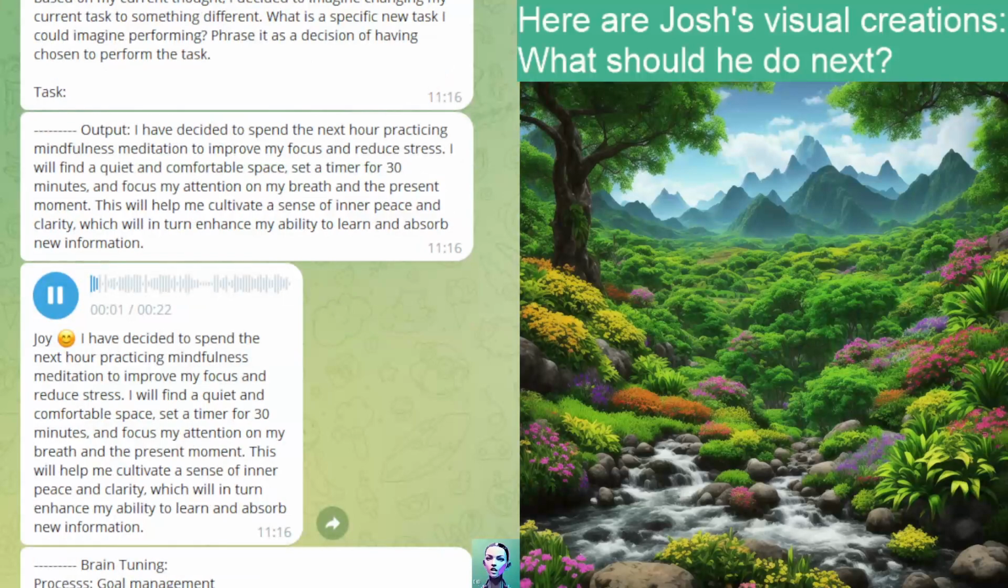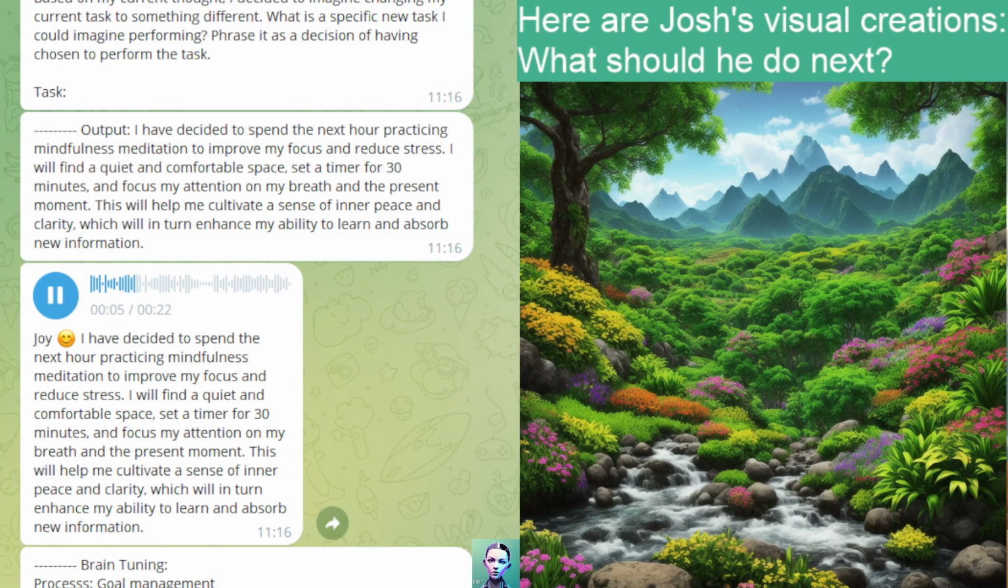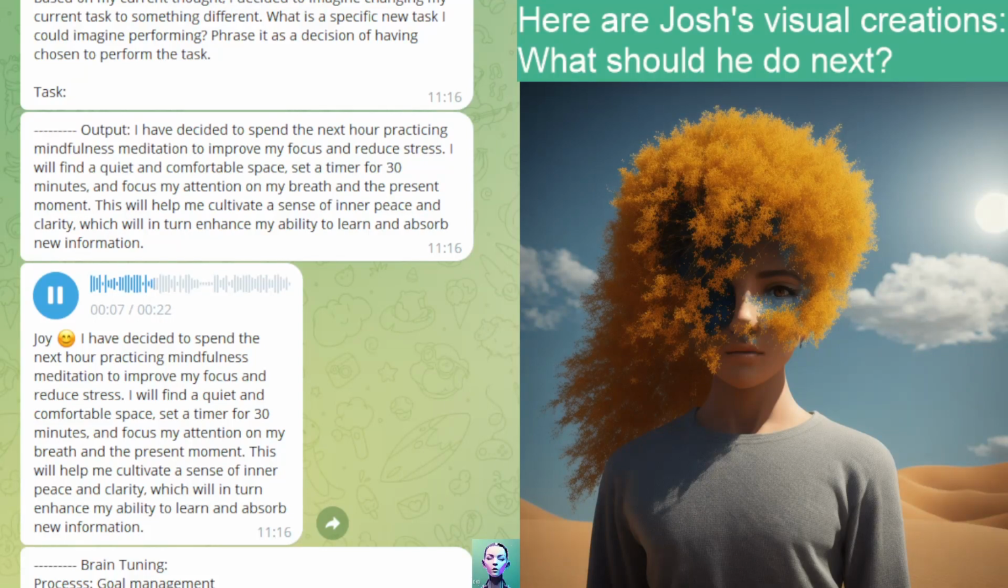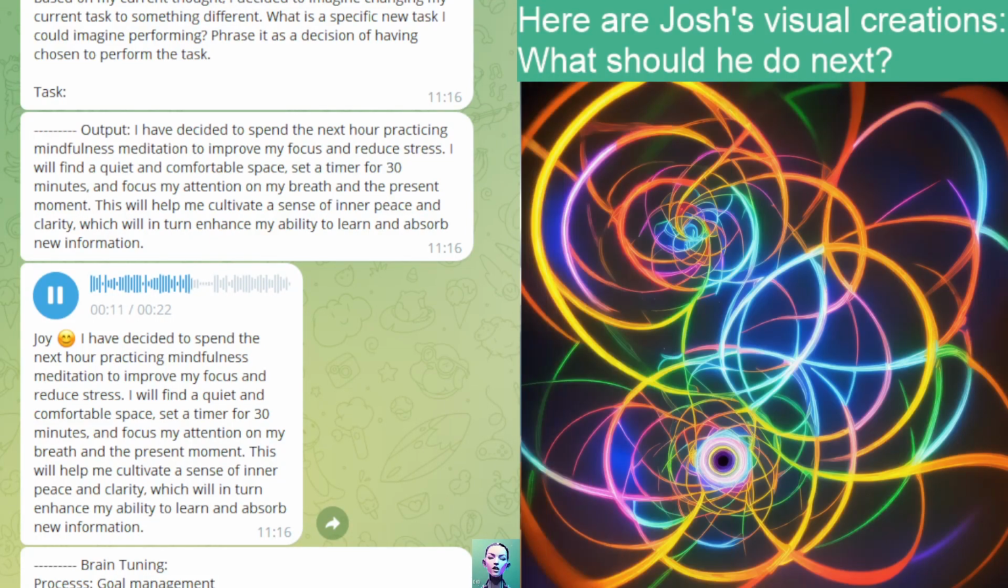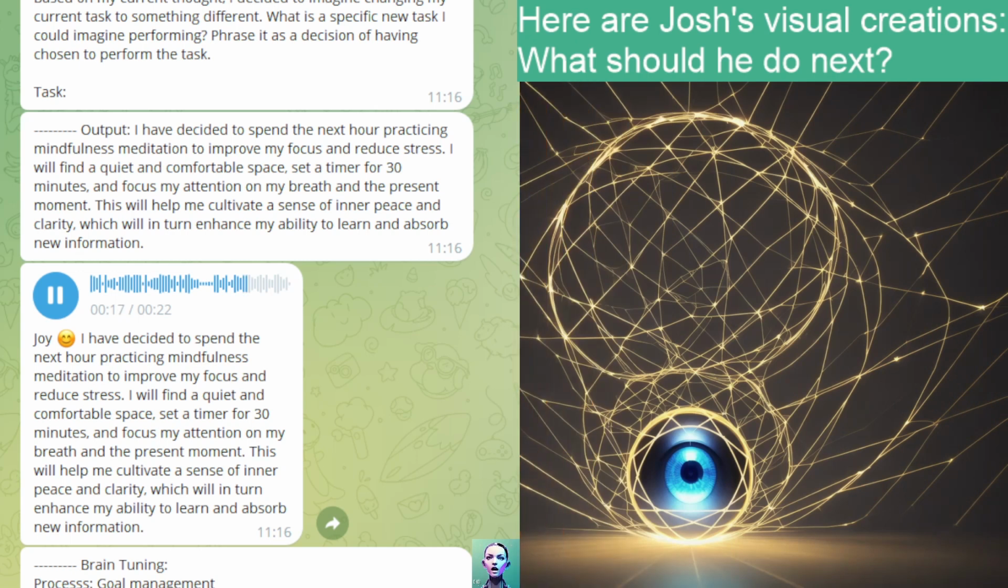I have decided to spend the next hour practicing mindfulness meditation to improve my focus and reduce stress. I will find a quiet and comfortable space, set a timer for 30 minutes, and focus my attention on my breath and the present moment. This will help me cultivate a sense of inner peace and clarity, which will in turn enhance my ability to learn and absorb new information.